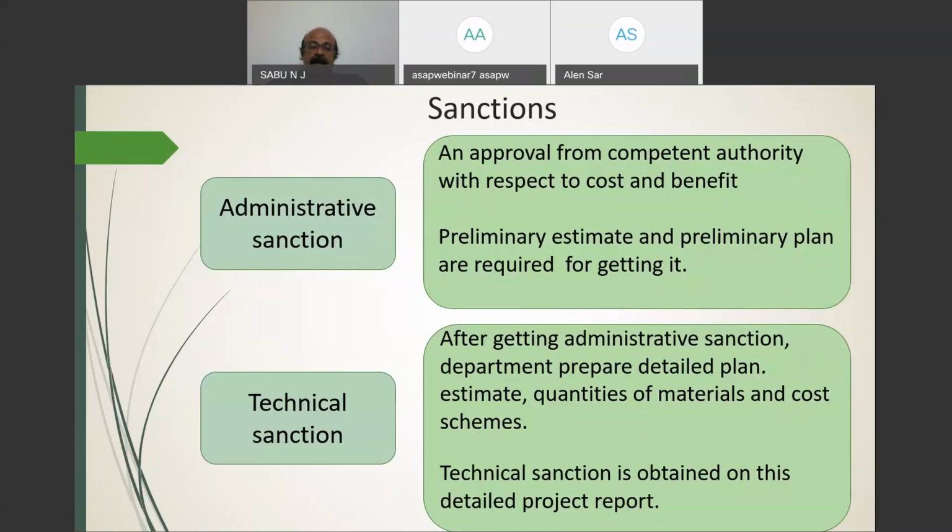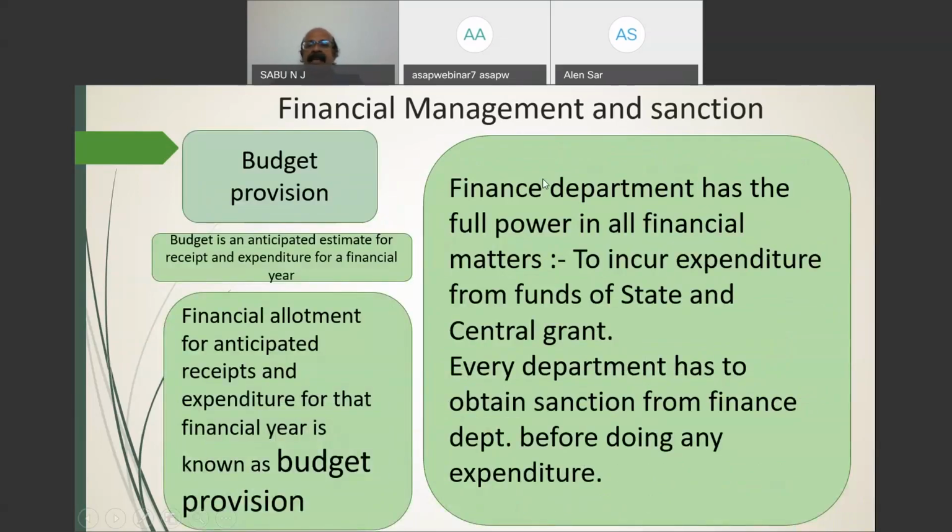The detailed project report is required for getting the technical sanction. Here the technical committee or authorized officer, within his monetary power of sanction, can give the technical sanction. Mainly at this stage, the technical soundness and the technical aspects of the project are examined. So the technical sanction is obtained on the detailed project report. We had a discussion on the factors involved in the detailed project report. The other sanction is mainly related to financial management, and that is the financial sanction.